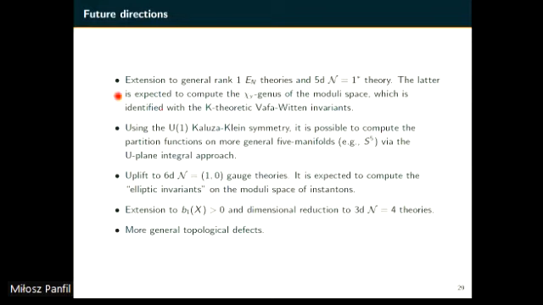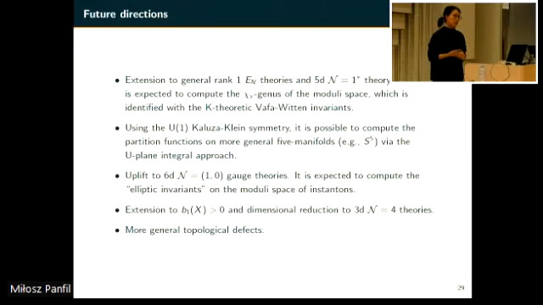It will be interesting to try to extend the computation to general rank one E_N type theories, and also to the 5D N=1* theory. The latter is expected to compute the chi-y genus of the moduli space, which can be identified with the K-theoretic version of the Vafa-Witten invariants. And in the 4D theory there is a distinguished flavor symmetry that I didn't mention in the talk, which is a U(1) Kaluza-Klein symmetry, okay?